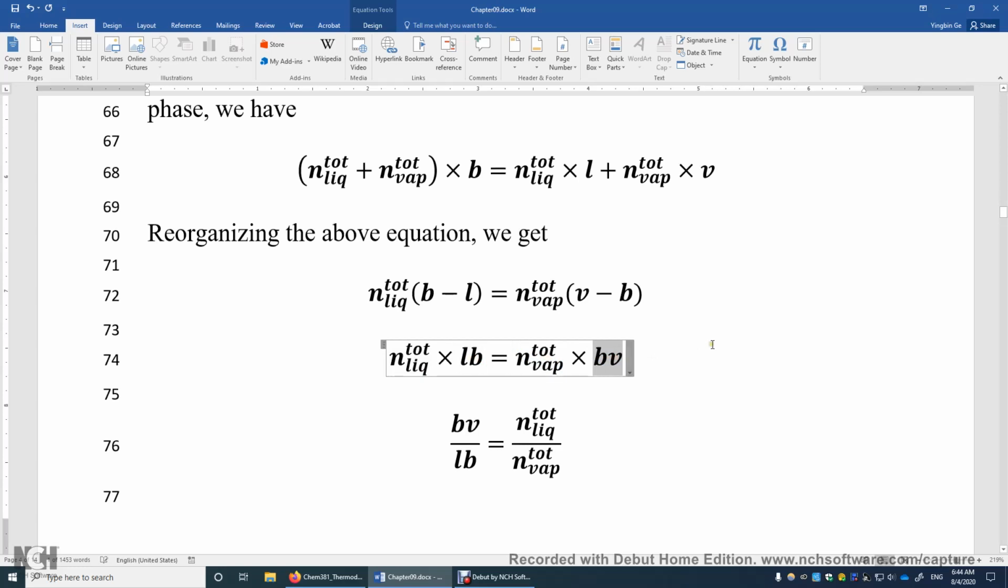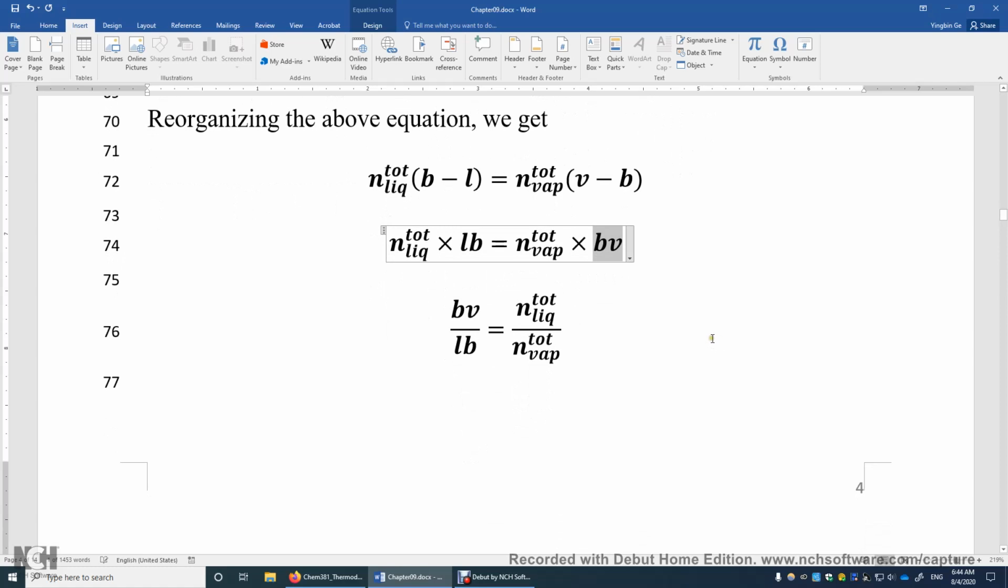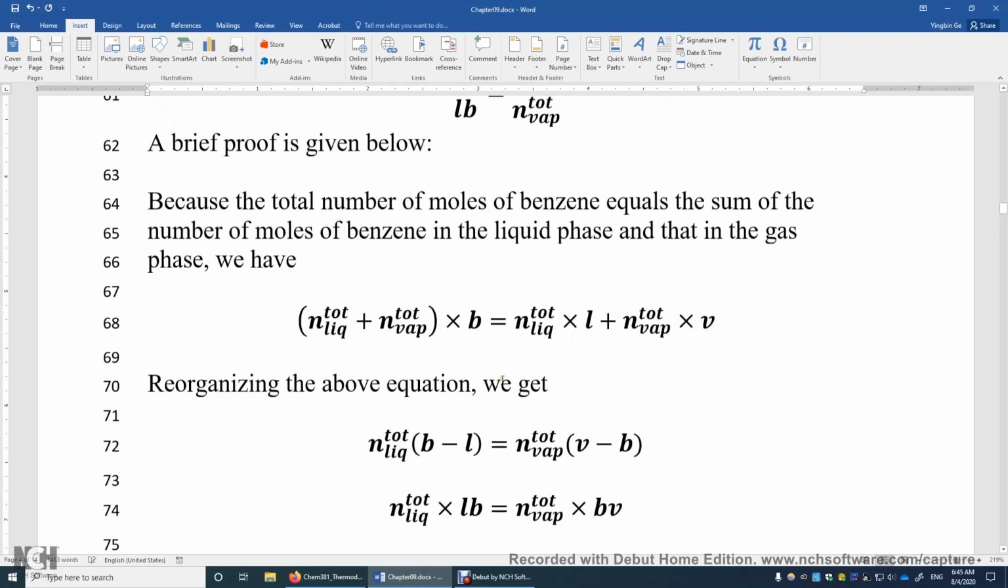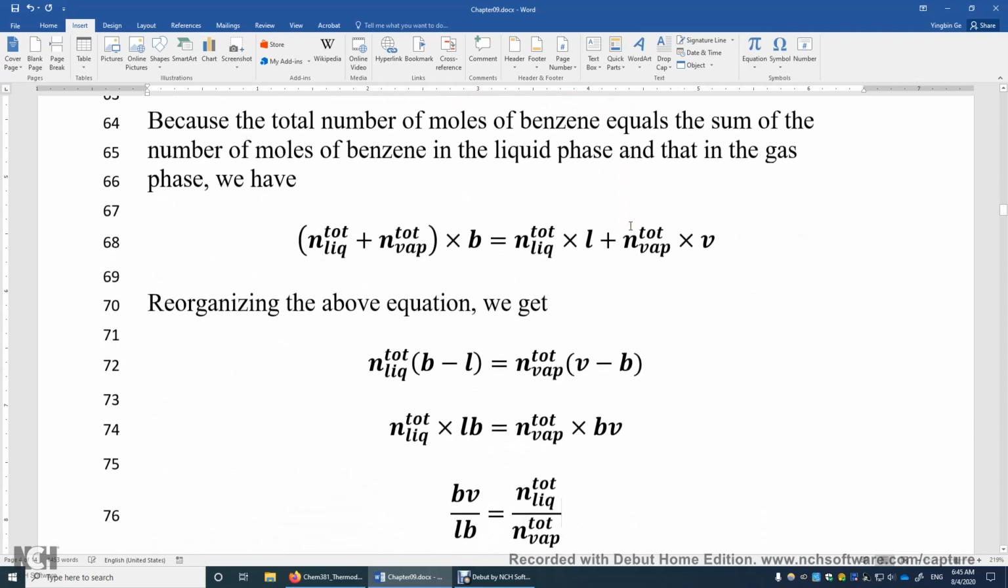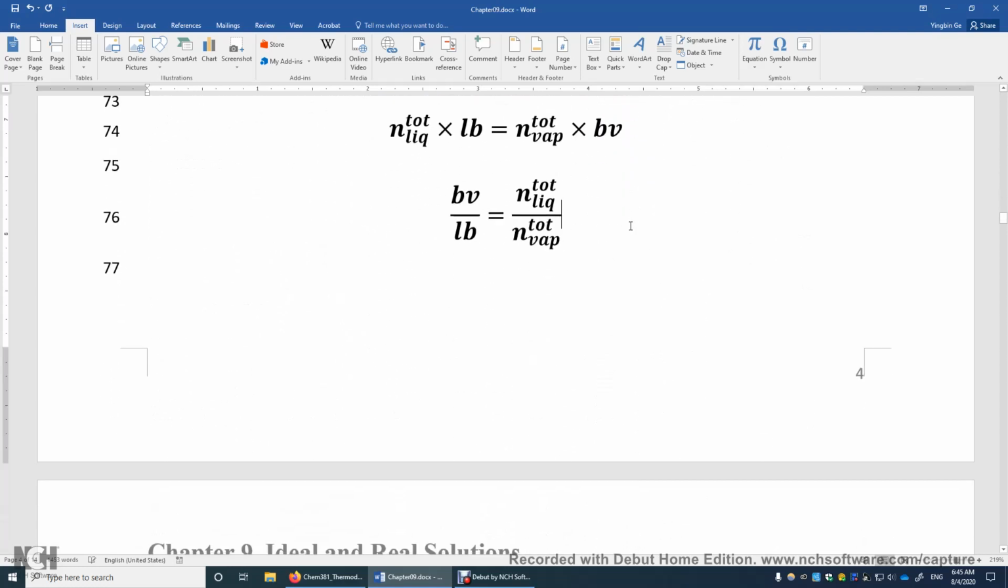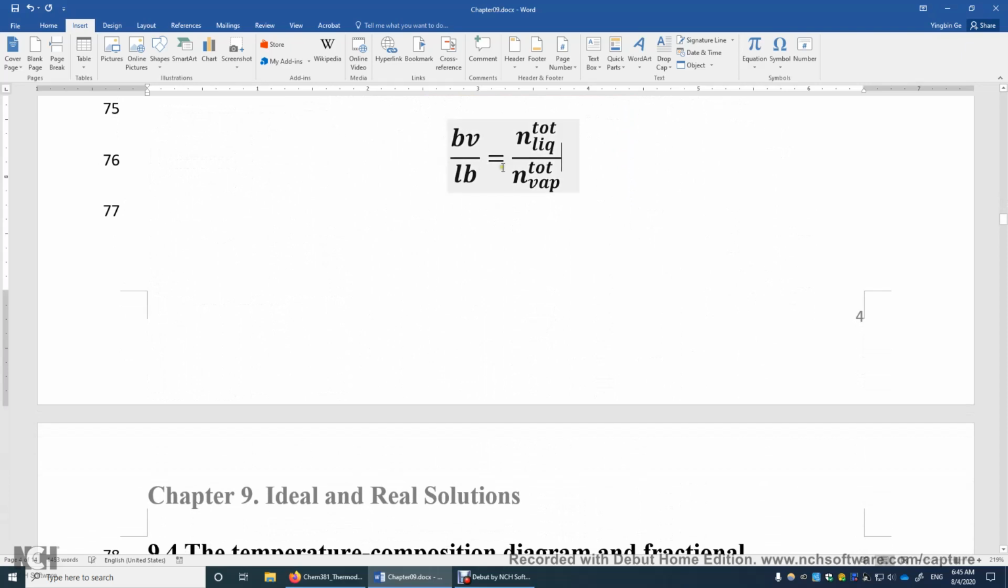However, we'll do cross multiplication. BV times total vapor equals the liquid times LB. And now you can see BV over LB is liquid over vapor. BV over LB is actually the number of moles of liquid over the number of moles of gas. So that's why it's a little bit counterintuitive, all right? But you can prove this. If you can prove this, you don't have to memorize it.